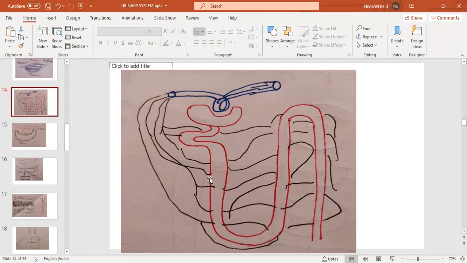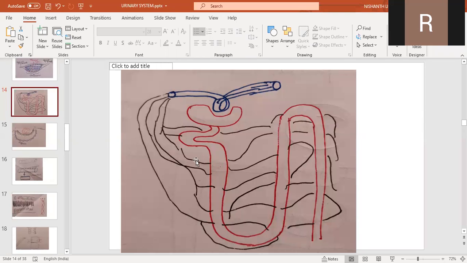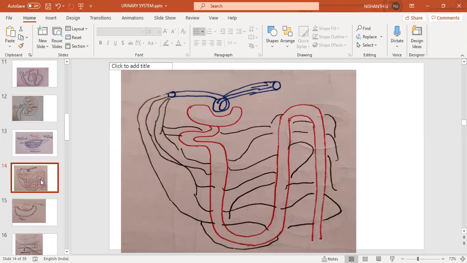Here, after filtration, some substances which are required for the body will move out of the tube into the blood circulation. We call it reabsorption. And some substances will move inside the tube, here or anywhere, and we call it secretion. Do you understand the logic? Are you able to understand the concept here? Can I move forward?